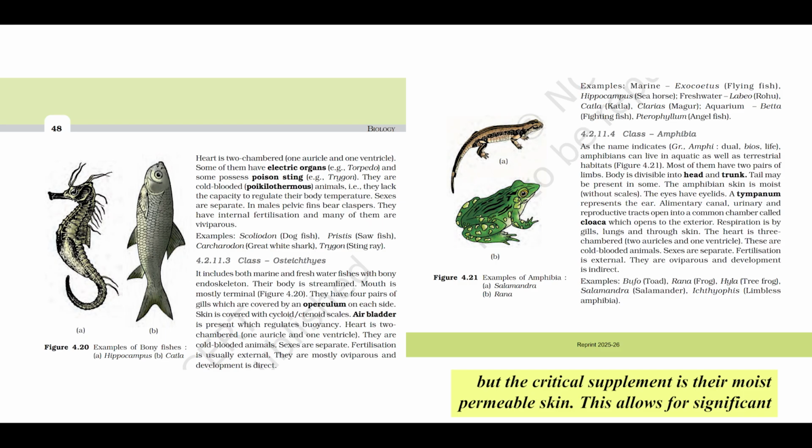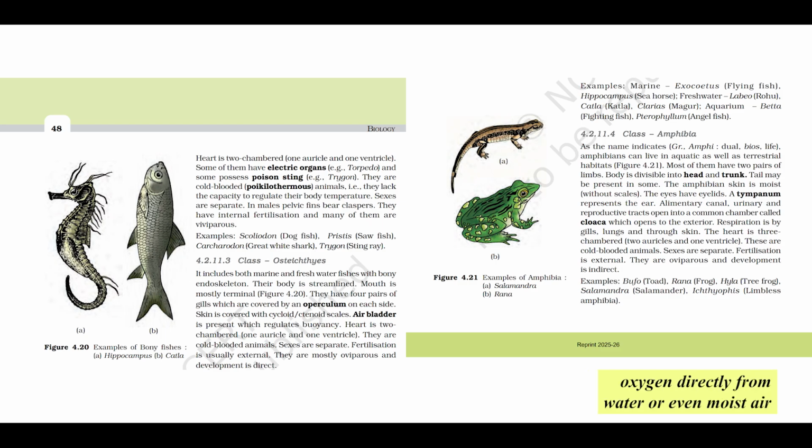This allows for significant cutaneous respiration, enabling them to absorb oxygen directly from water or even moist air when submerged or inactive. This skin is also important for water absorption. But that permeable skin must be a disadvantage too.